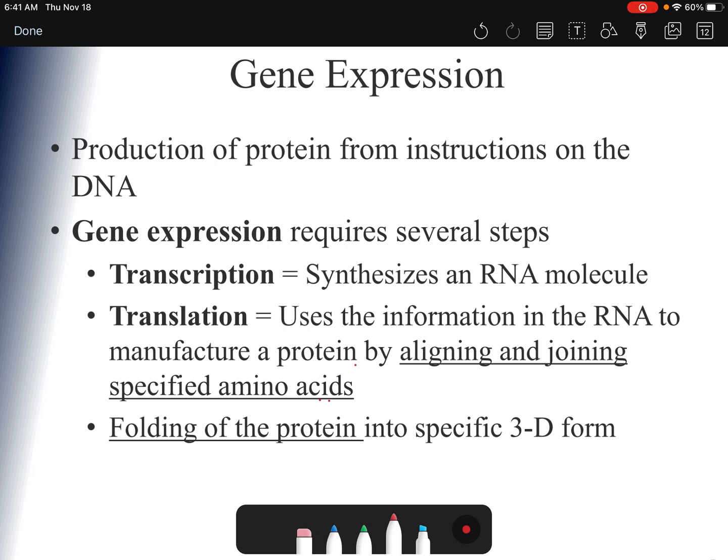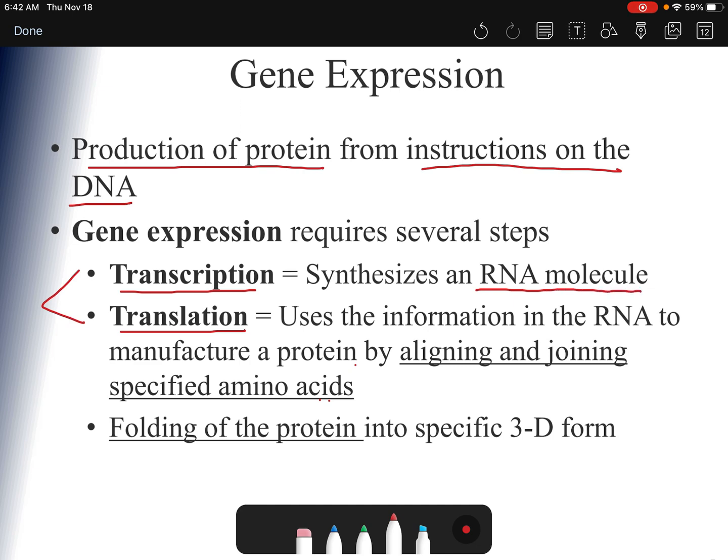So again, gene expression is getting to the point where you can produce that protein and thus have that trait from the instructions on the DNA. It generally involves these two main processes, transcription and translation. Transcription is where we copy the code from DNA onto an RNA molecule, and then translation is using the information on RNA to make a protein. And that happens by lining up the different amino acids in a specific order.